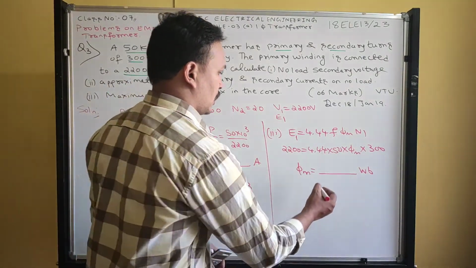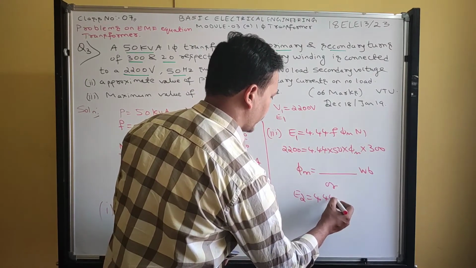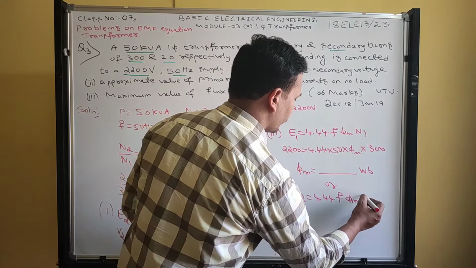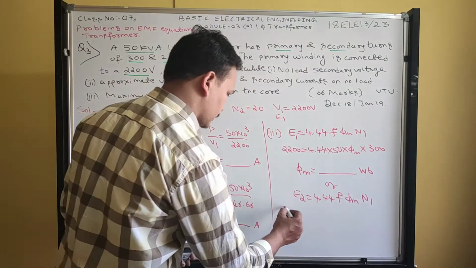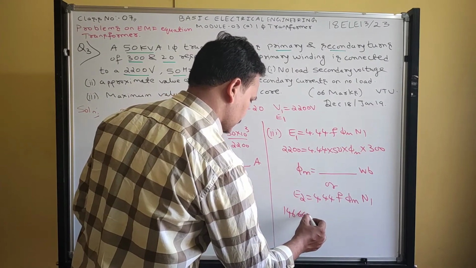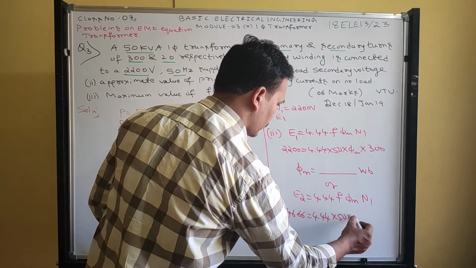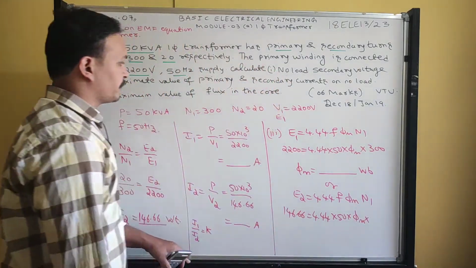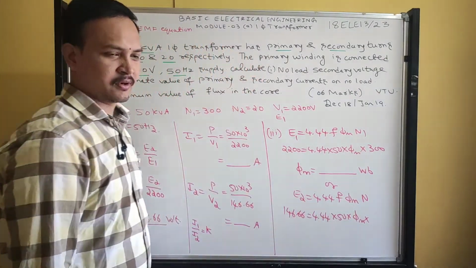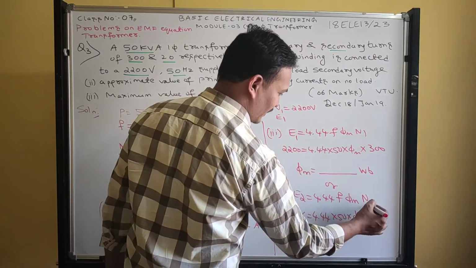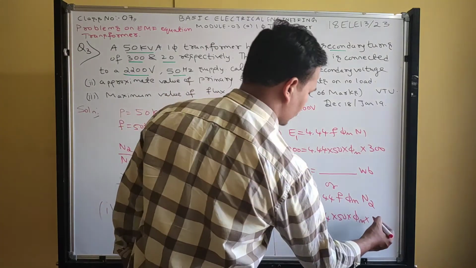Choice is yours. Otherwise you can use this formula also. E2 is equal to 4.44 f phi m N1. So what is E2? What is secondary voltage? 146.66 is equal to 4.44 into frequency 50, flux I don't know, and number of turns. Sorry, not primary turns. So for E2 you write N2, for E1 you write N1 turns. What is the number of secondary turns?